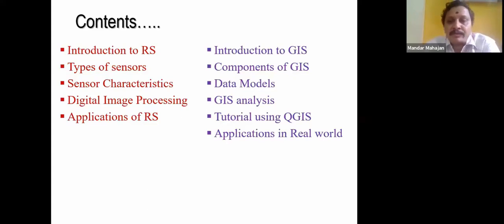Then we'll see the types of sensors. Basically, the sensors are used to collect the data, and on which platform it is to be collected, that we are also going to see in the types of sensors. Then in the sensor characteristics we will see different resolutions. Resolution is nothing but the ability to distinguish between any two adjacent features, let it be with respect to time, space, or the amount of energy that we are going to see.